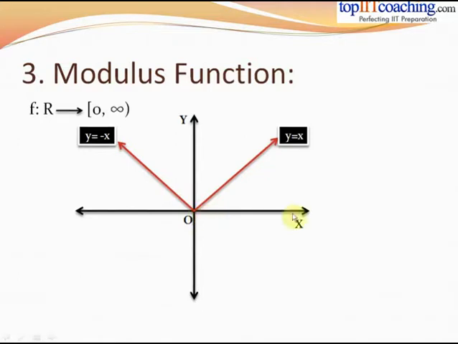We see that for the values of x which are greater than or equal to 0, y equal to x represents the graph of the modulus function, and for the values of x which are less than 0, that is x is negative, we have y equal to minus x. So this part is y equal to minus x. Hence we can say that y equal to x is a part of the graph for positive values of x and y equal to minus x is a part of the graph for x less than 0.